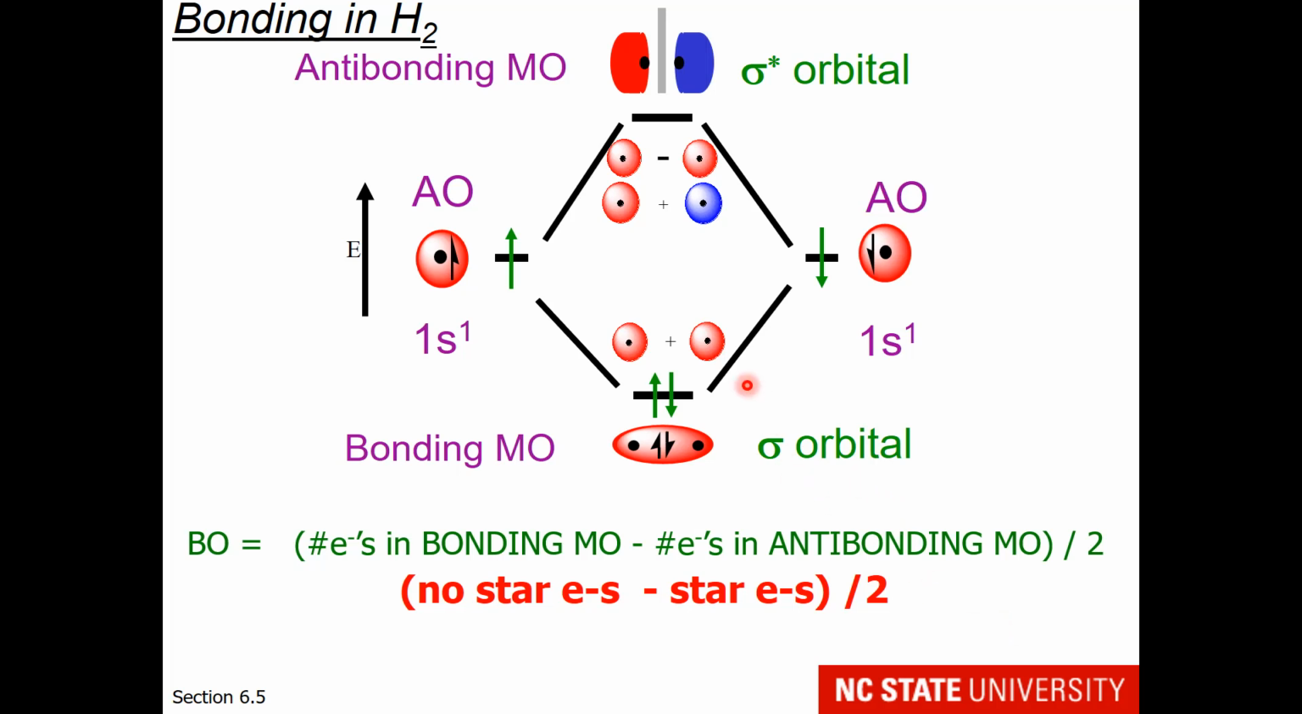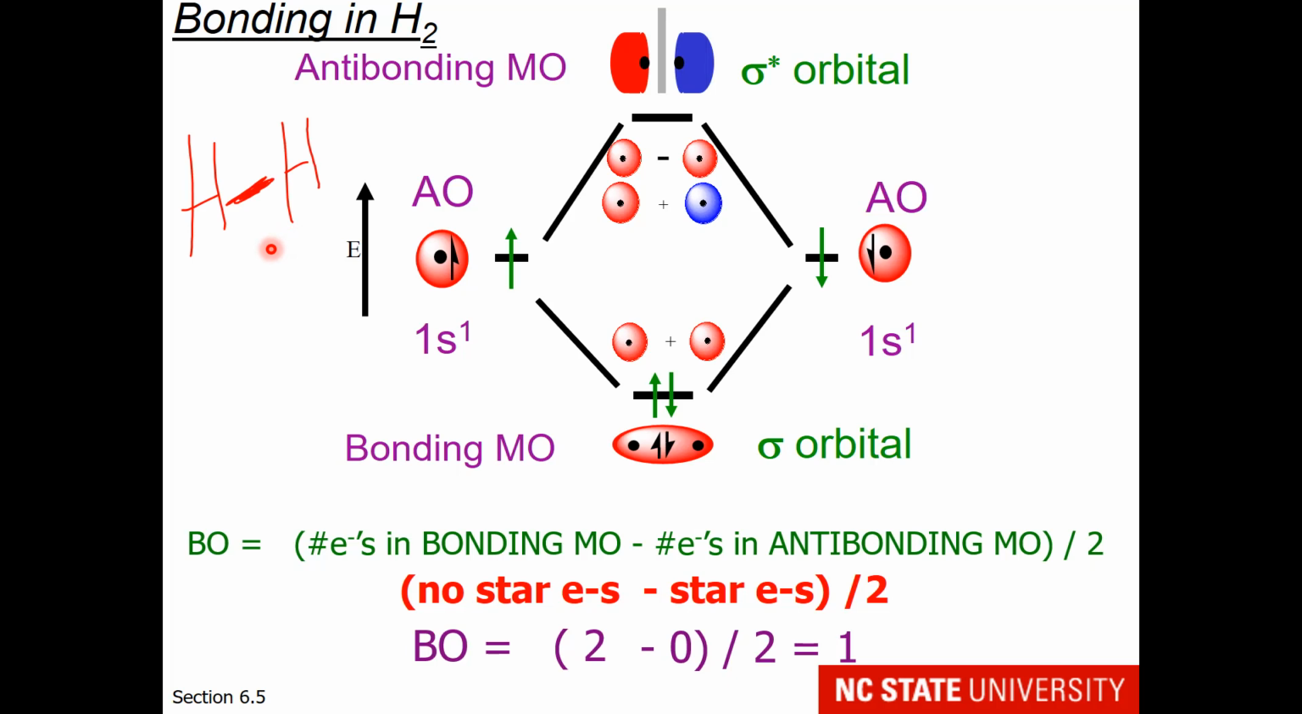So if we look at the electrons in the bonding orbital, we have 2 of them. And if we look at the electrons in the antibonding orbital, there are none. So doing the math, 2 minus 0 divided by 2 gives us a bond order of 1. And isn't that what one would expect for the hydrogen molecule?